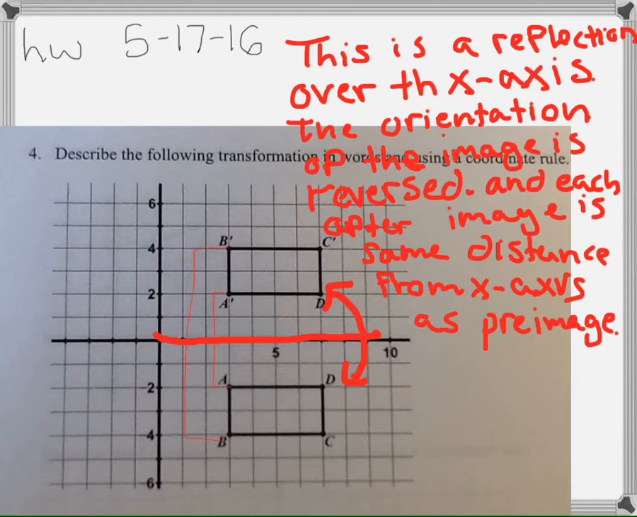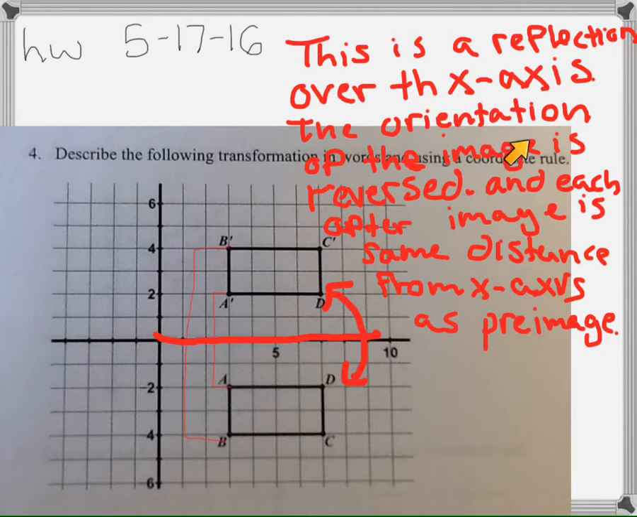So here you can see I decided that this was a reflection because each point is reflected over the x-axis. So A prime is 2 units away from the x-axis, and A is another 2 units from that. So they are the same. The image is the same distance from the line of reflection as the pre-image is away from the line of reflection. So this is a reflection over the x-axis.